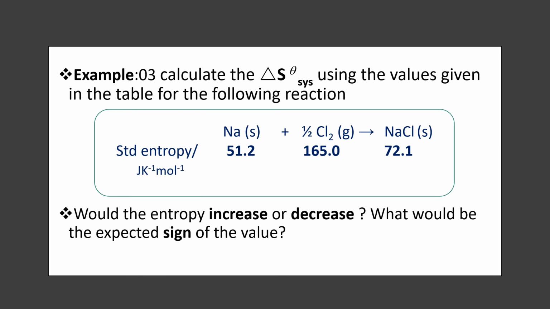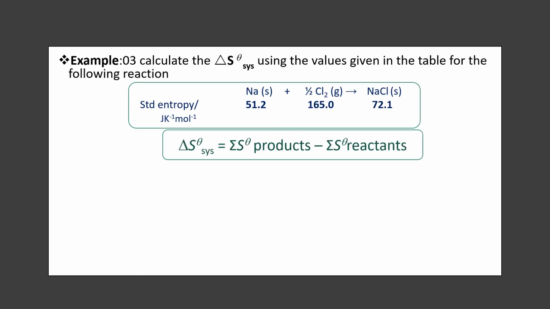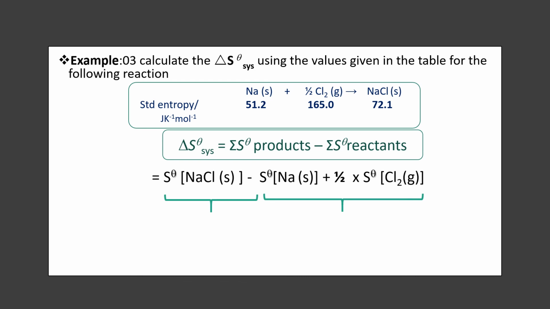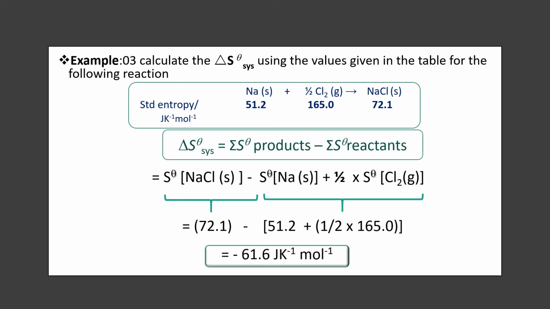So let's work out the calculations and see if what we have predicted here is true or not. Okay, so our first step should be, remember the expression. Now simply substitute the values just like we saw in the previous 2 examples. Don't forget to consider the number of moles here. You've got half chlorine. Okay, so if you consider that, your expression should be something similar to that you see on the slide there. I hope you are all able to follow the steps. Your final answer should be negative 61.6. Don't forget the units, joules per Kelvin per mole.